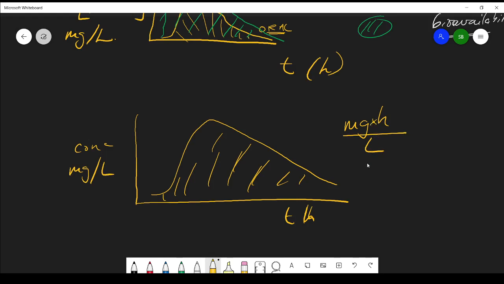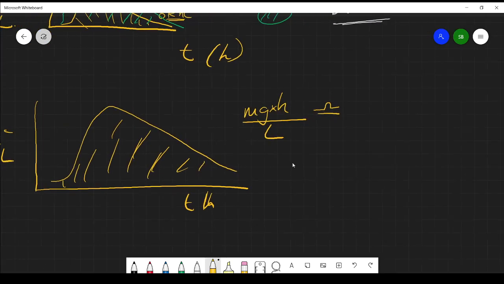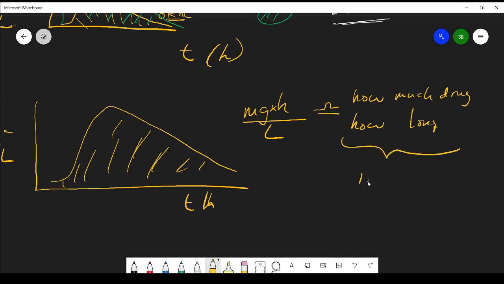And so what does that actually represent? It's an index of how much drug and how long in the plasma.